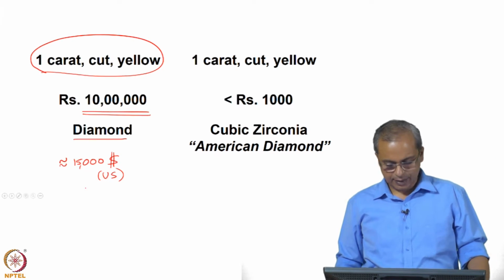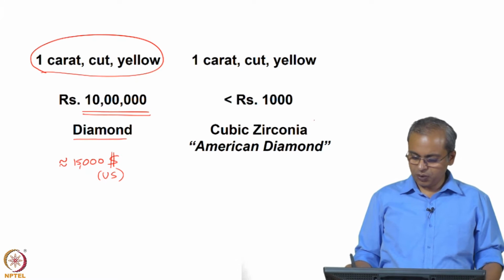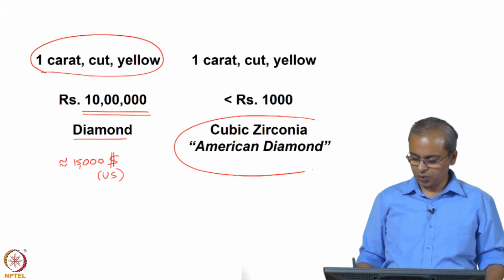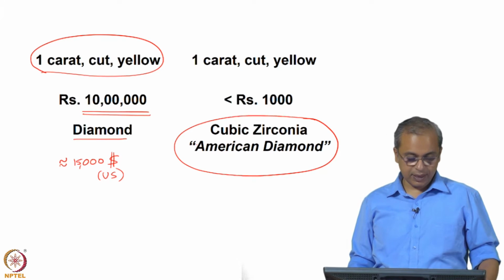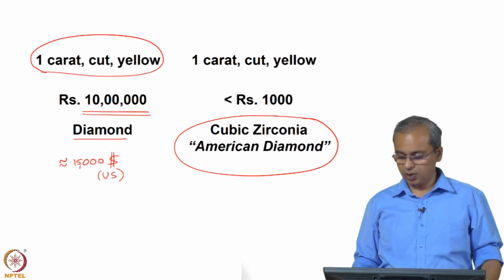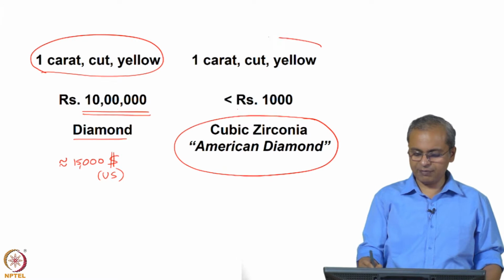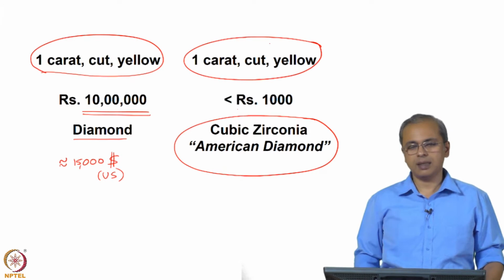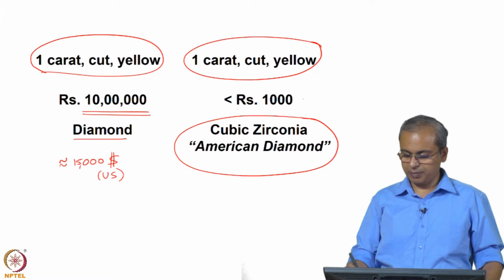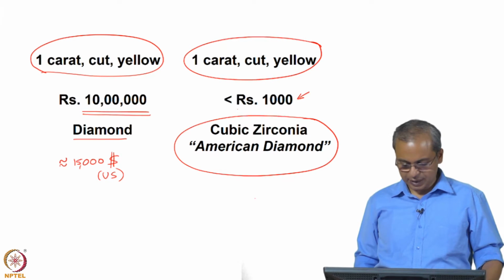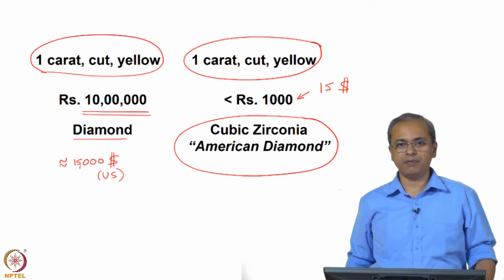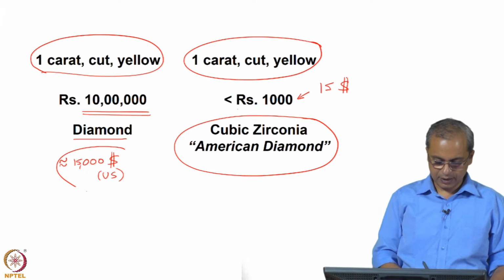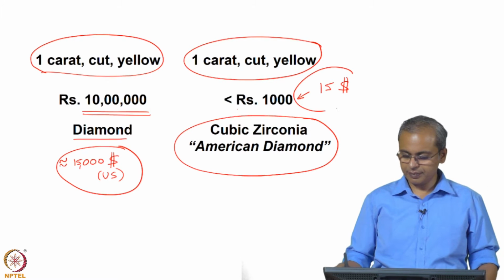Okay. And if you look at the cubic zirconia, which is also called the American diamond as I said, then you are looking at a price which is 3 orders of magnitude less in cost. So, it is only about, for a similar specification, its cost is only about 1,000 rupees, and so that is actually just about $15. So, you can see the difference. I mean one is $15,000, the other is just $15.